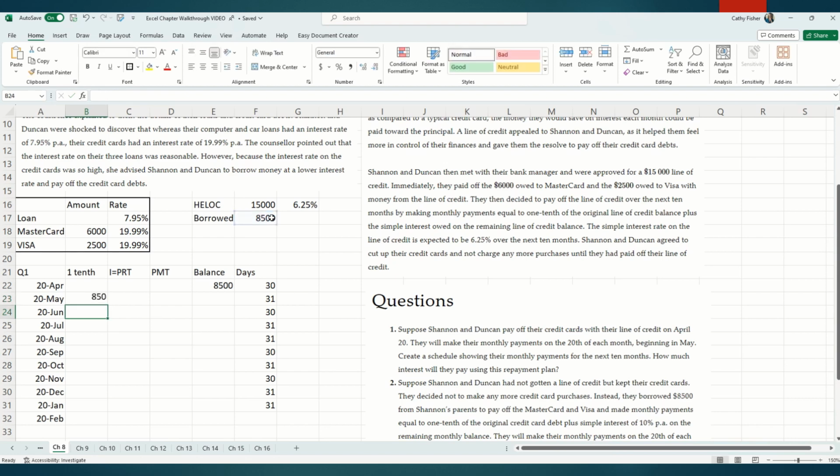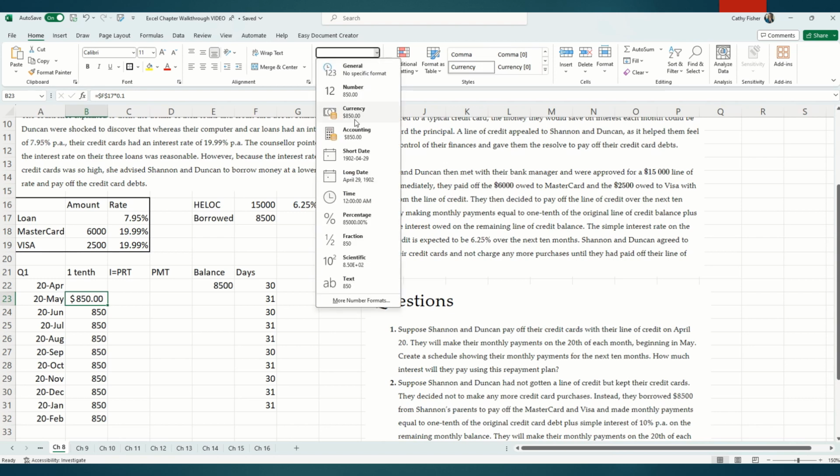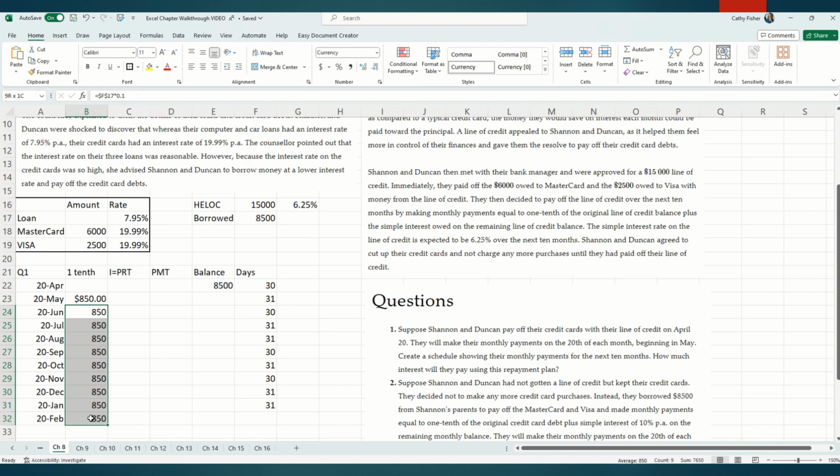So we're going to be paying $850 10 times. Okay, so I'll just fill that down. Hopefully it works. So $850 10 times is what we're going to be paying. I'll make the first one currency, and then the rest of them comma style. Okay.